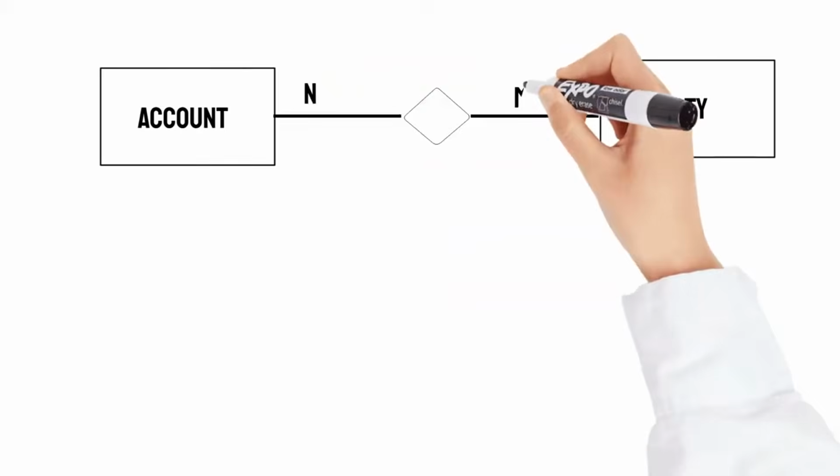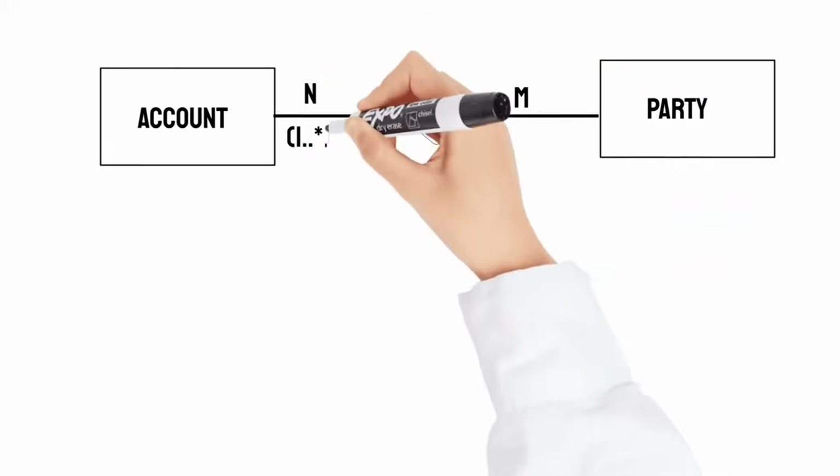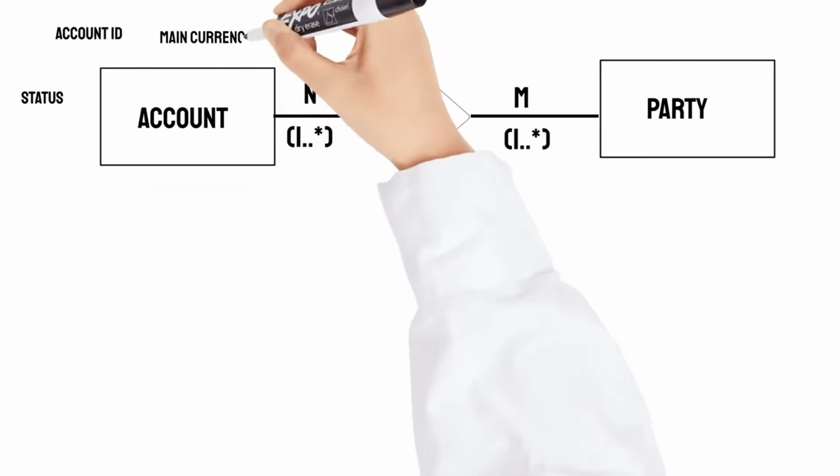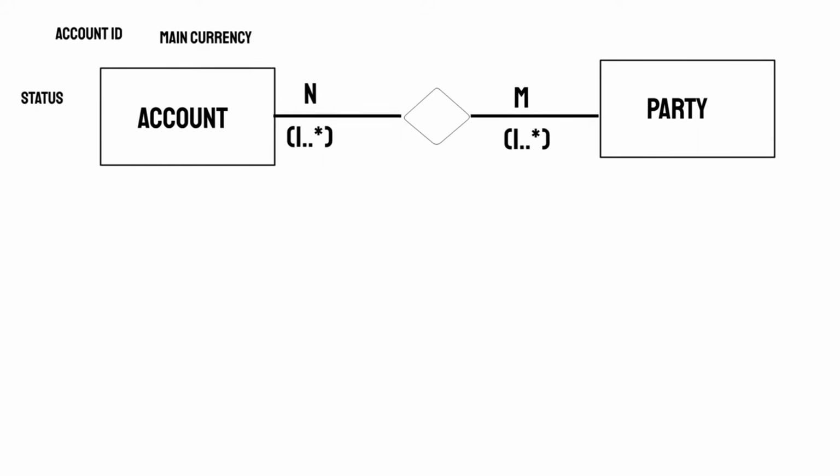And a party can have multiple accounts, and an account can be owned by multiple parties. So you can have joint accounts, right? And this relationship between these entities is an N to M relationship, so multi to multi. There are other relationships too, but this one is the most complex form. An account could be defined by the account ID, a status, and a currency, and the party could be defined by a party ID, the name of the party, and date of birth, let's say.